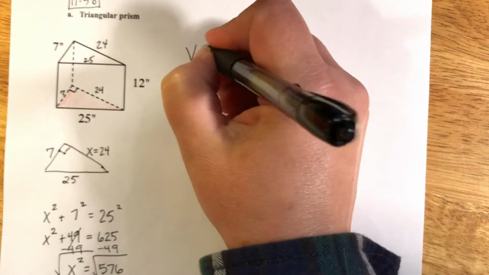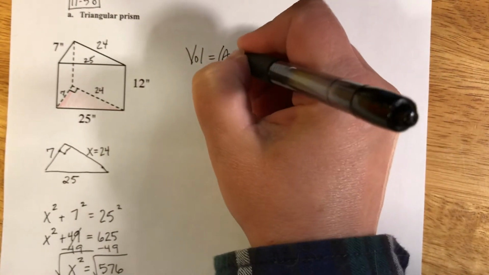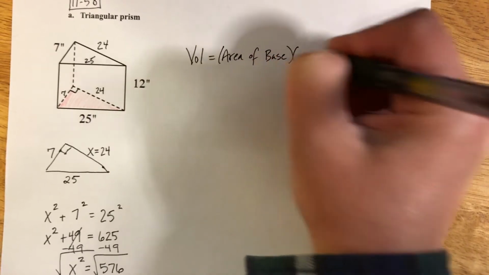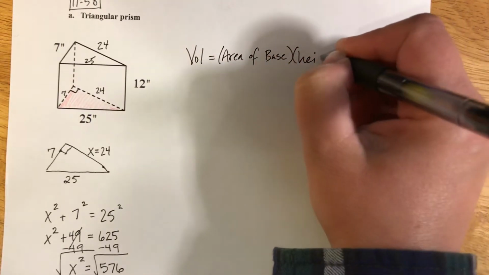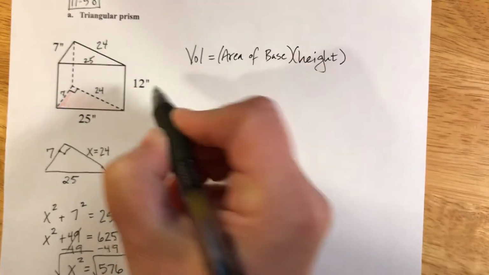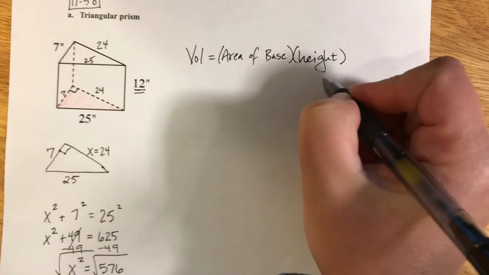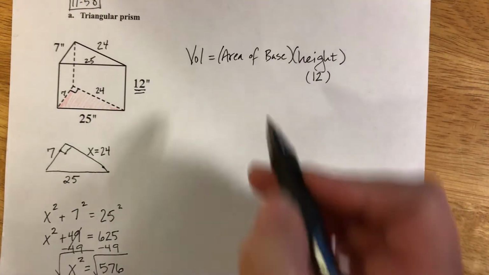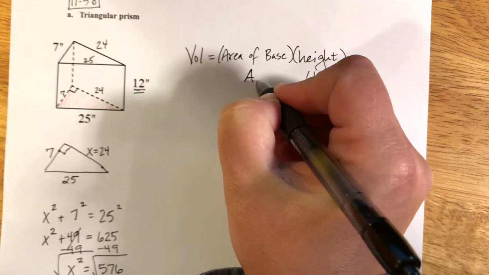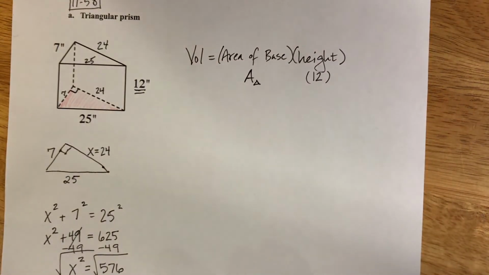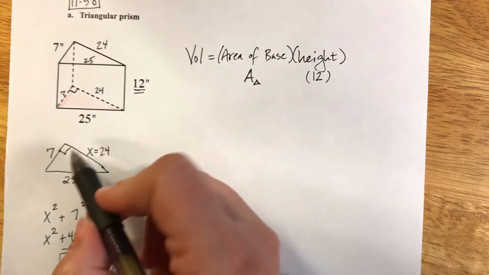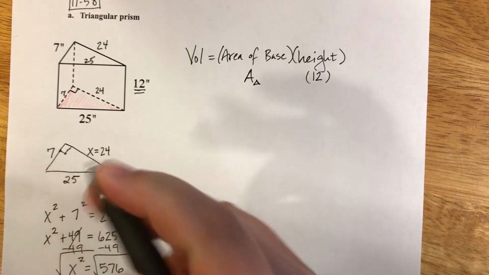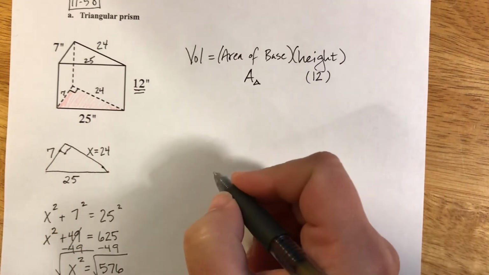To find the volume, we always do the area of the base of the prism times the height of the prism. Alright, so this right here is my height, so I'm going to be using 12 for that value. And then for the area of the base, I'm going to have to find the area of this triangle that we have here. So, looking at my triangle again, it's a right triangle, which means that the 2 legs can be used as the base and the height of the triangle.